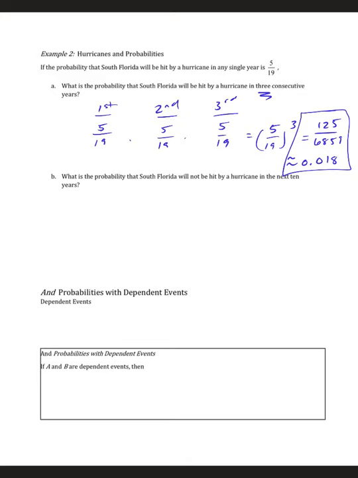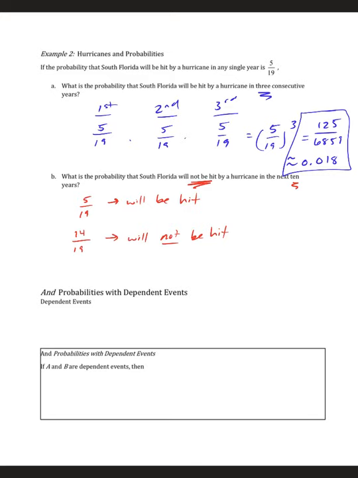Now, the next way we'll see these is what is the probability that they will not be hit by a hurricane in the next 10 years? So there's kind of 2 key words here. Now we're talking that they will not be hit by a hurricane over the next 10 years. Well, let's think about this. We know that the chance is 5/19 that they will be hit. So using the complements that we talked about in the previous section, that means 14 out of 19 means they will not be hit because together they create the 1.